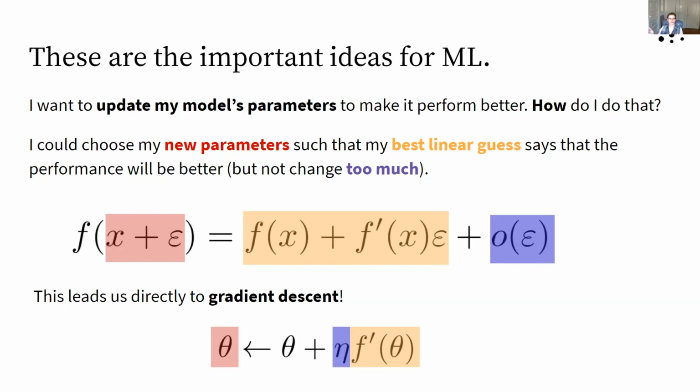And this leads us directly to gradient descent. Gradient descent says that our new parameters on the left-hand side of that assignment arrow at the bottom are equal to our previous parameters plus some small number times that linear approximation, evaluated at our current value of the parameters.